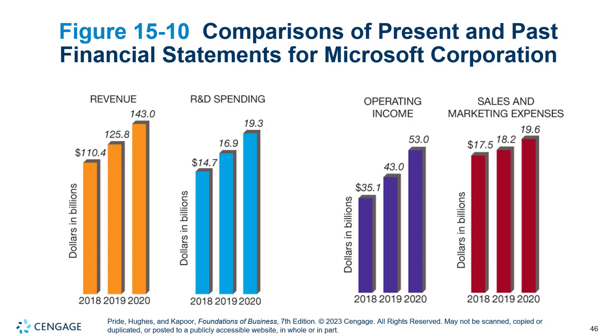What we're looking at is a brief history of Microsoft, and those are in billions of dollars, just in case you're wondering. Revenue from 18 to 20, research and development, operational income, sales and marketing. You can see the trends on all of those are going up. As long as the revenue is also going up, it's a good day.